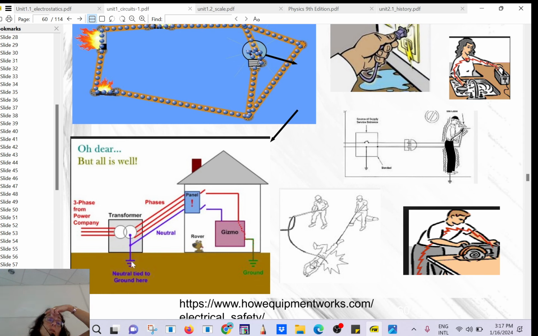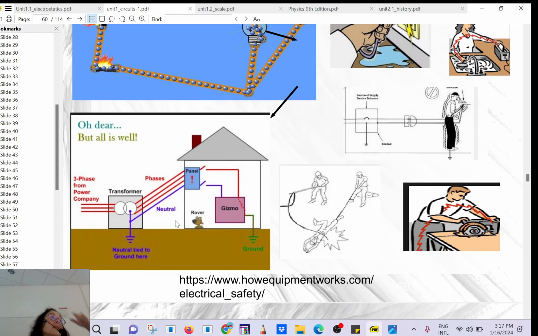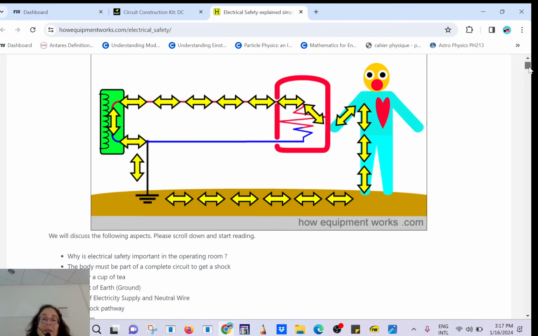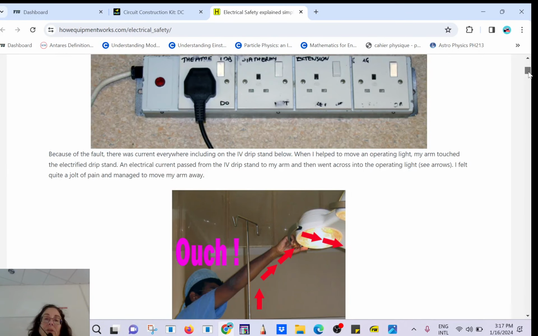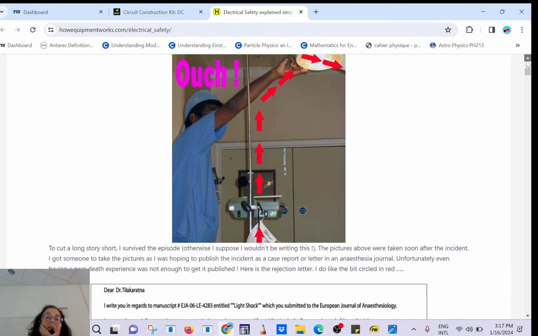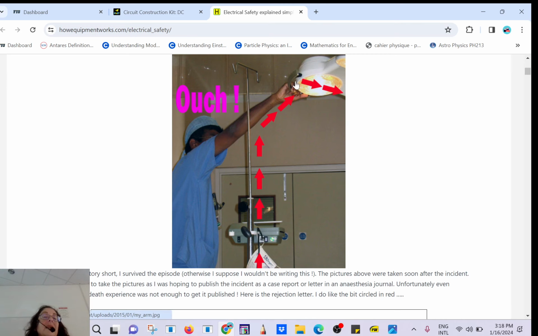So that's why the return path is the ground. Is that clear? If you're going to work in a hospital, there is a very nice website. It's still there, and he tells the story of how he worked in a hospital and got shocked because somewhere there was a leak. So the electricity, instead of going through the load, went through him into the ground. He talked about safety and explained how it works.